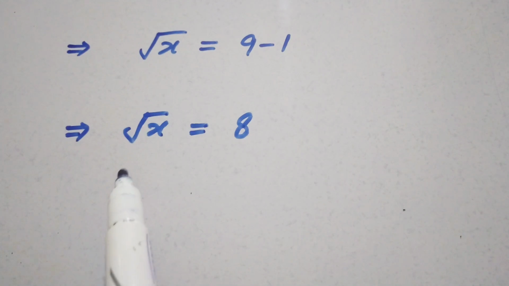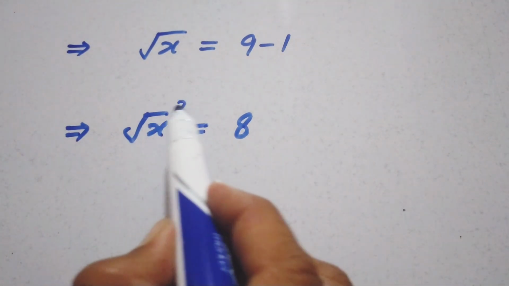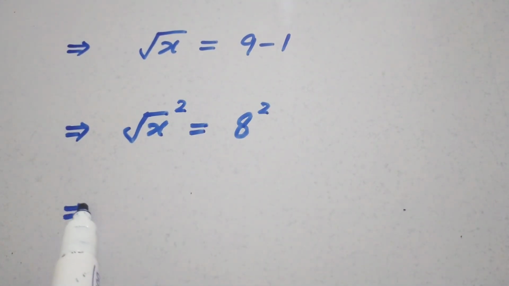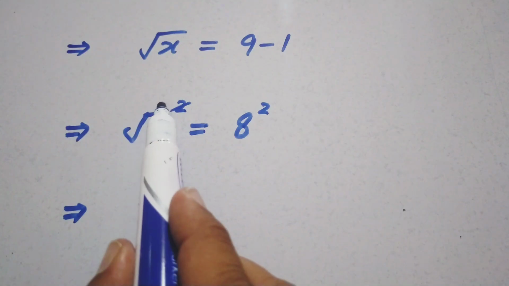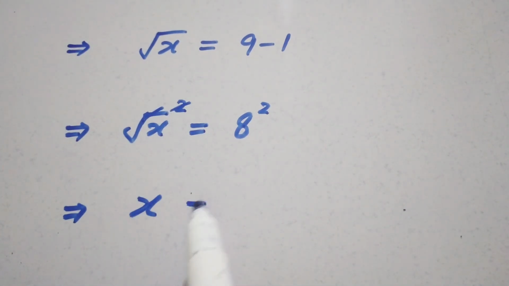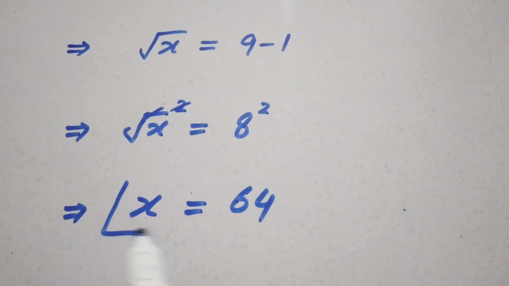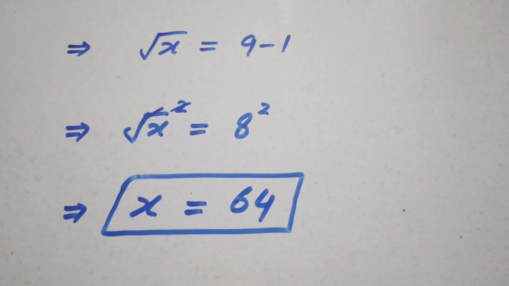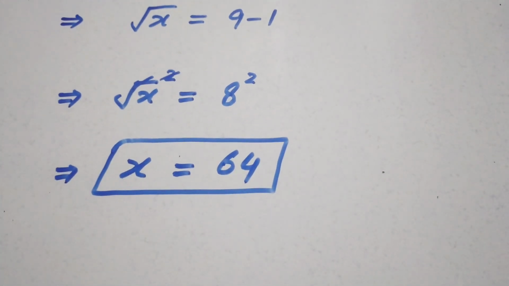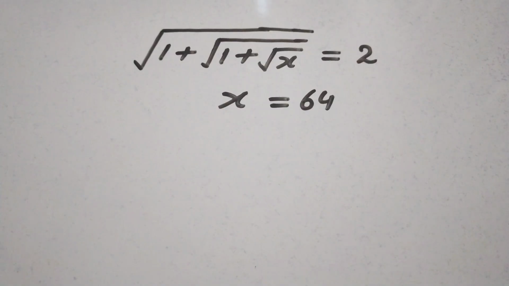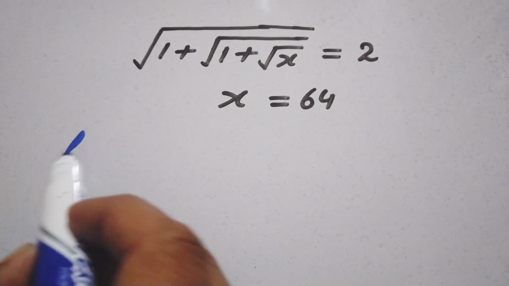As we are interested to find x, so squaring on both sides, this square root will cancel with this square, and here x is equal to 8 square, which gives us 64. So this is the value of x. Now let's verify whether this value is valid or not. Let's check.